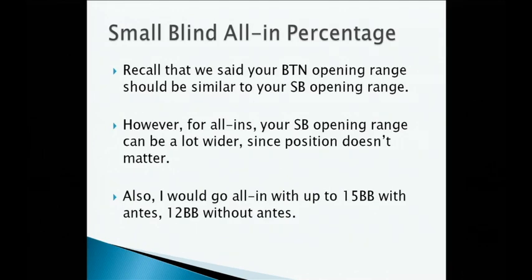Because from the button, I would very rarely go all in for 20 big blinds, because I'm not that sad if I just raise it to 2.25 and then call, because I get to play the rest of the hand in position. But from the small blind, when I know that if they call, I'm playing the hand out of position, I really want to avoid this situation. So going all in for a huge amount from the small blind is usually okay, since there's only one player behind anyway.